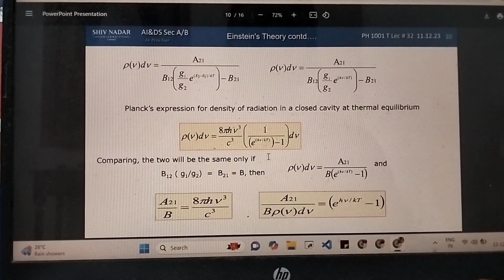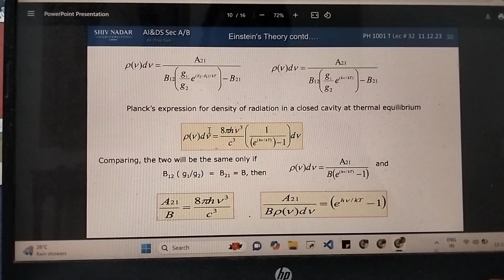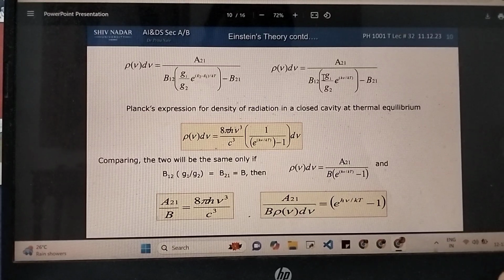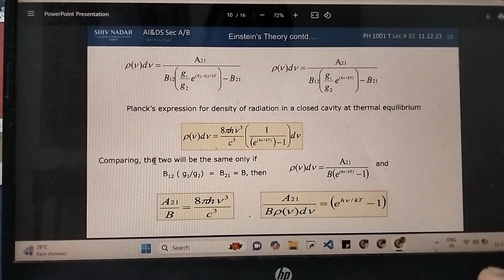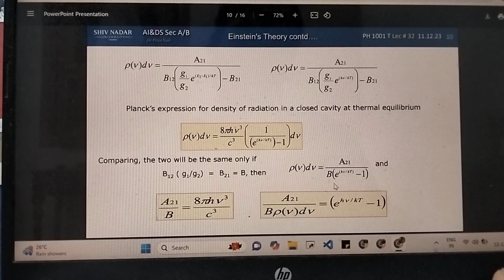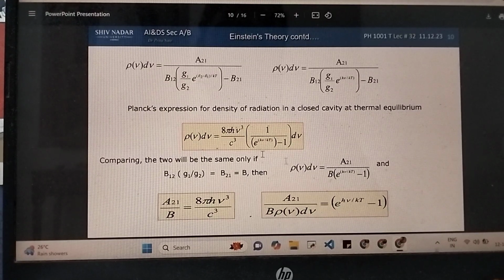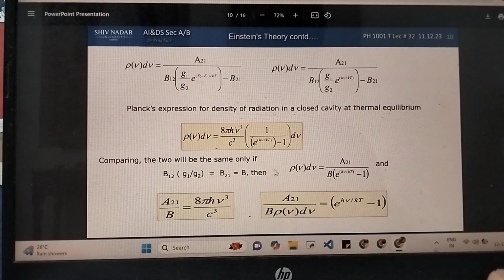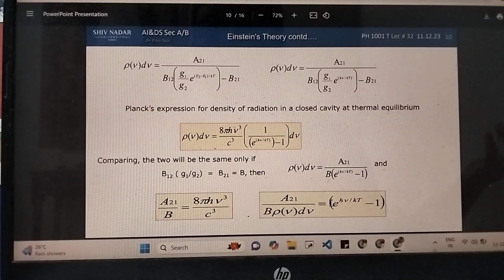So a quick recap of these last parts. We know how we arrived here. Now this was an experimentally determined formula. So we equate these two, and we understand that they can be equal only when this holds. So we make this substitution here, we get this formula. Now again you equate these two, you understand that A21 upon B is equal to this, and A21 upon B rho nu d nu will be e power h nu by Kt minus 1. So these are a couple of formulae which you can expect in your numericals and so on.